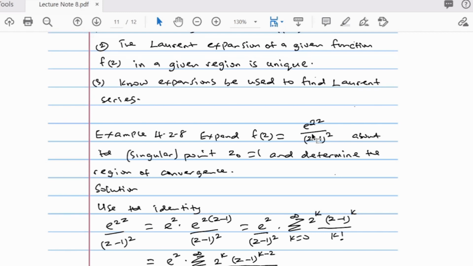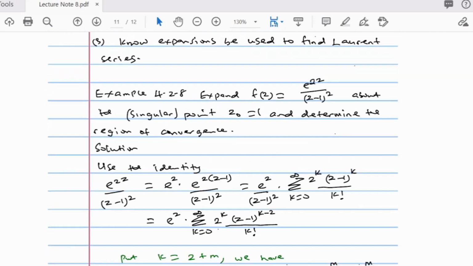But when you look at this function, f of z equals e to the power 2z over (z minus 1) squared, the function is not regular at z equals 1. So the function is singular at z equals 1, because at z equals 1 the denominator becomes 0 and the function is not defined. The point at which the function is not defined is the point at which the function is not continuous, and at that point the function is not regular. So those points are called the singular points of the function. We want to find the Laurent expansion of this function at the singular point. This has only one singular point, which is 1, and we want to determine the region of convergence.